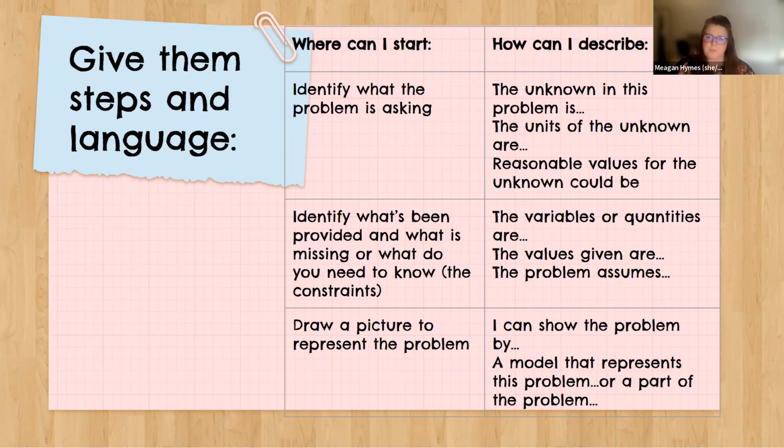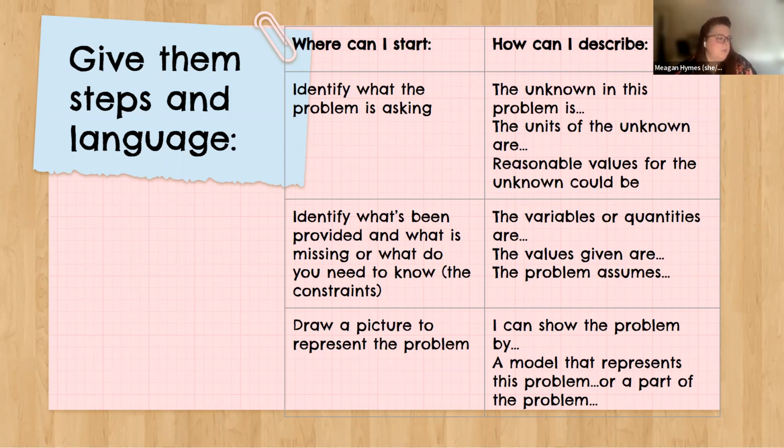The first chart that I displayed was about thinking, how can I describe what I'm seeing? And then this chart is, where can I start if it's words in front of me? Same idea. So students in my classroom understand that there's the where can I start column and how can I describe this? And one way to start is identifying what the problem is asking.